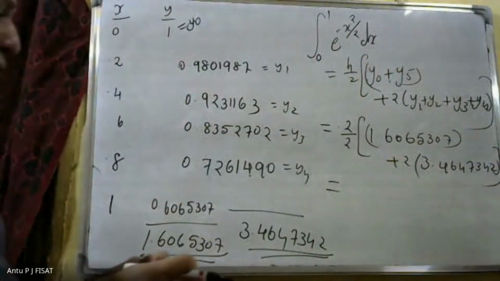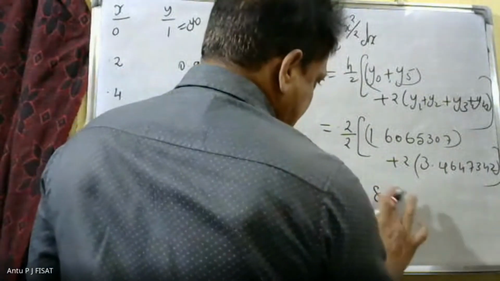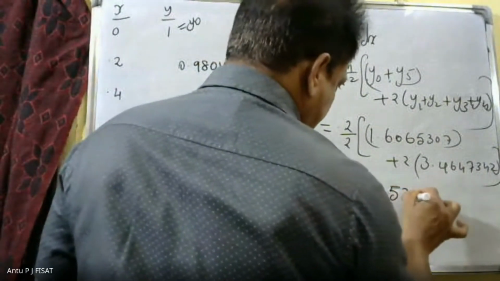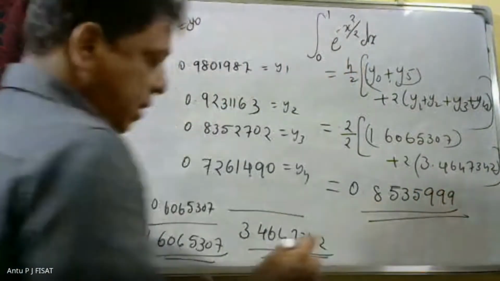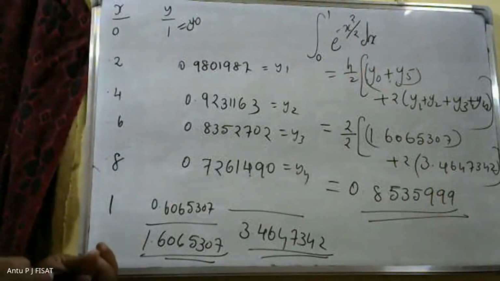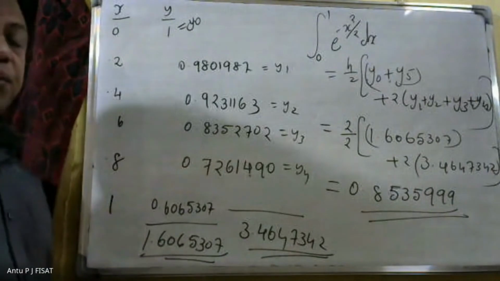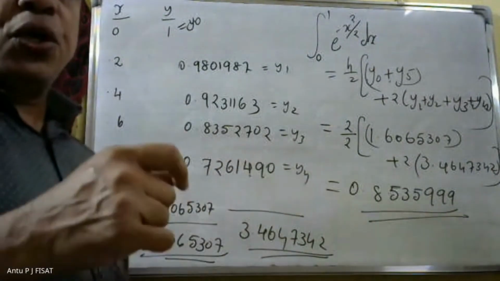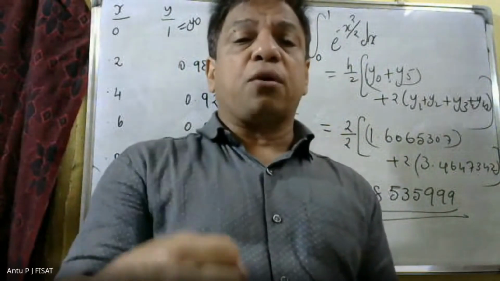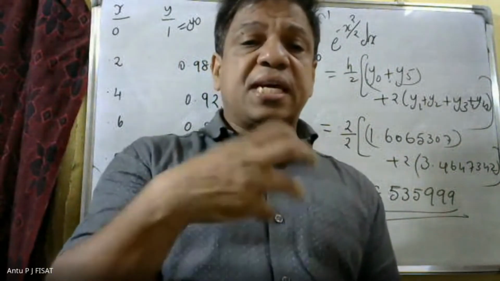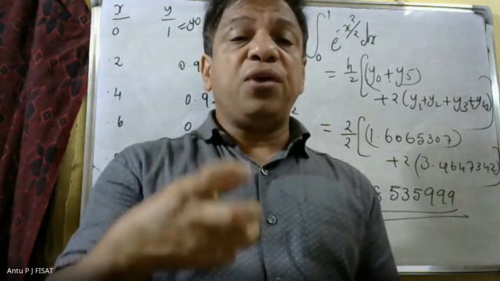Then simplifying, we get the answer as 0.8535999. This is the required value. By using the trapezoidal rule, without using integral formulas or integration techniques, by only numerical values, we can evaluate the function.